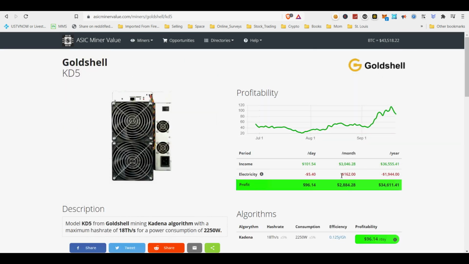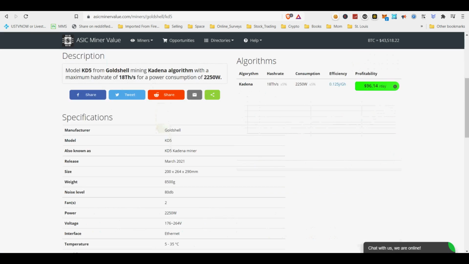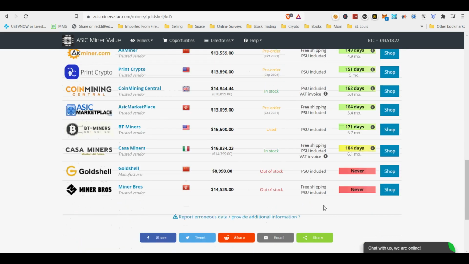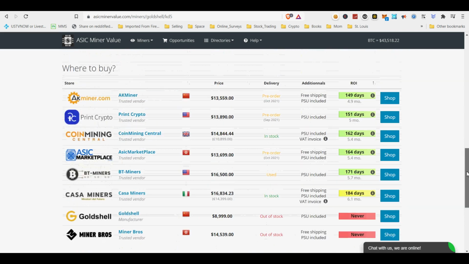Goldshell KD5 can be mined on the ASIC F2pool.io pool. You'll need to enter the following information in your mining device. URL: stratum+tcp://kada.f2pool.com:5400. Username: wallet address.worker name. Password: your choice.